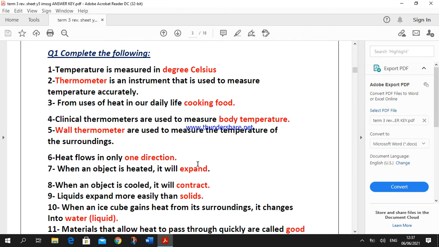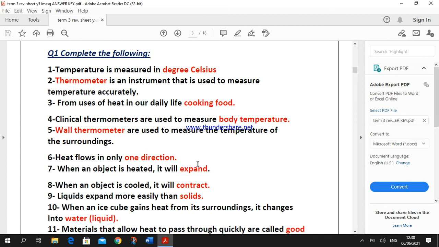Are used to measure the temperature of surrounding. Okay, number 5, wall thermometer. Number 6, heat flows in only one direction because heat always flows from hotter objects or surrounding to colder one.